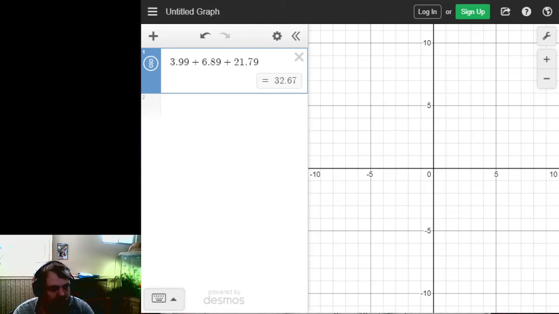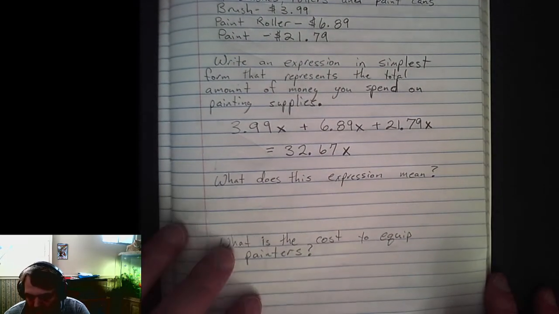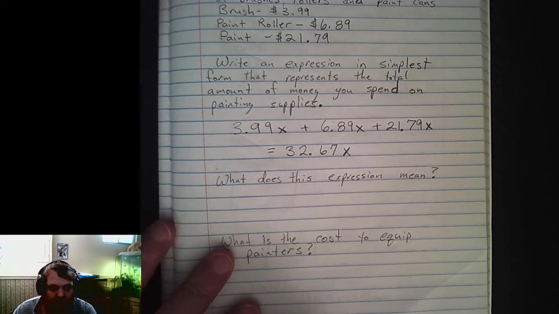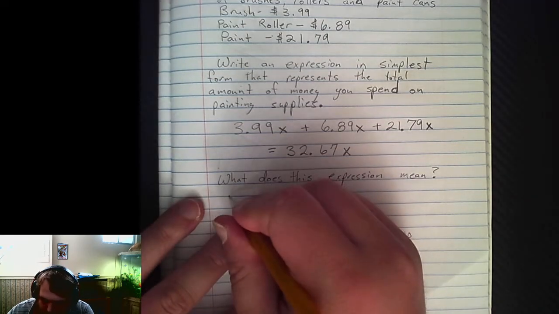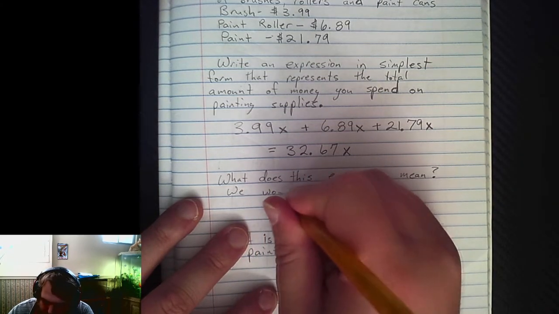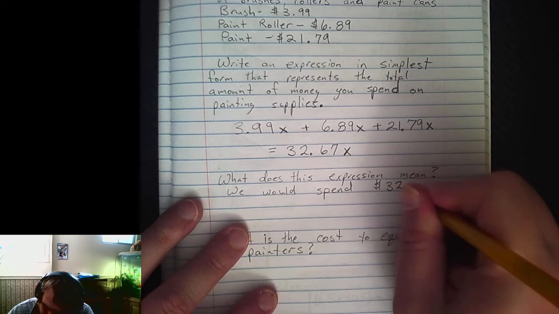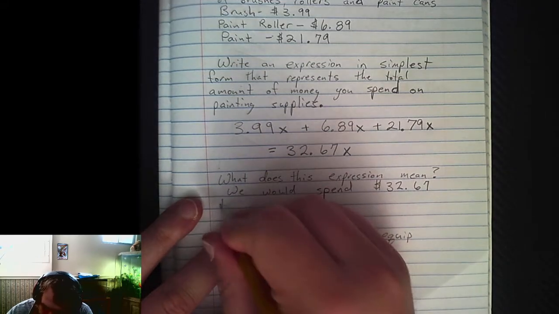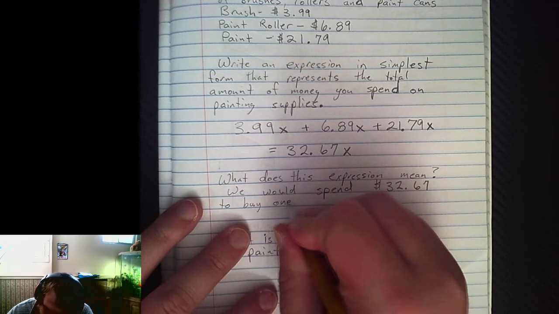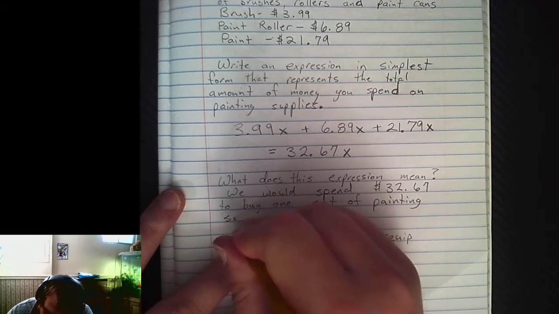And the next part of this question, okay, so 32.67x is what we should write here. So we can write that in our notes or our notebook. Okay, the next part is, what does this expression mean? So this means to buy one set of painting supplies, we would spend $32.67 to buy one set of painting supplies.